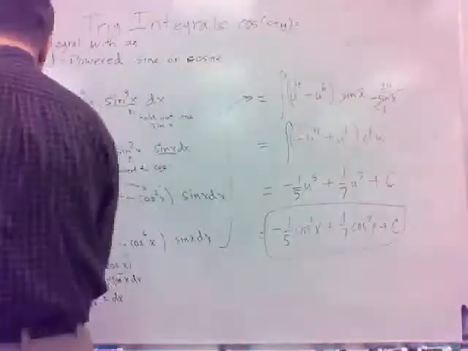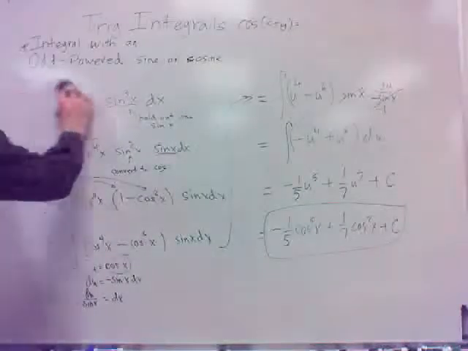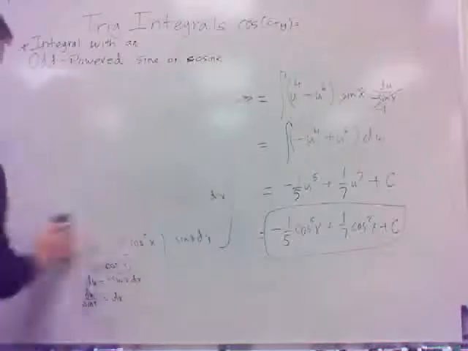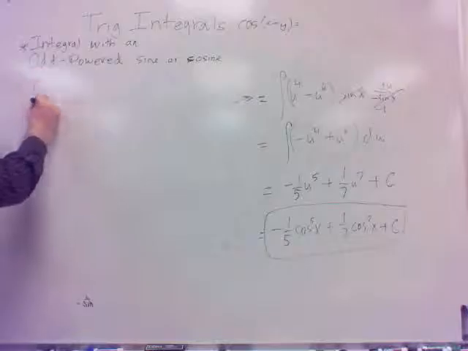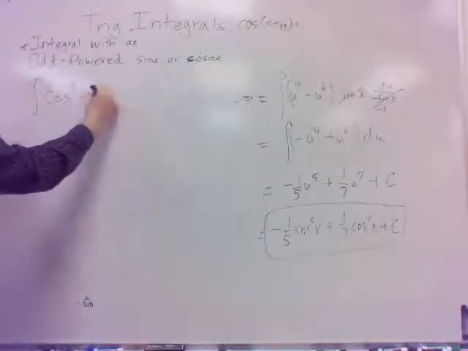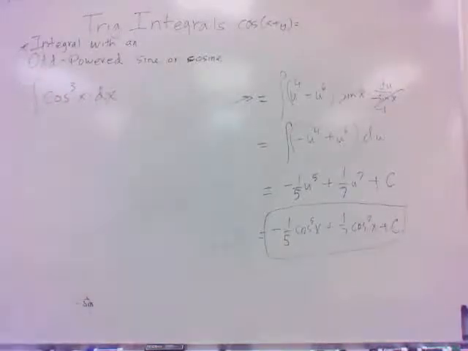All right, let's look at another one, and this one will be easy to decide. This is cosine cubed x dx. There's only one alternative here, but it is odd powered. If that was an even power, we'll talk about that. But I do have an odd power. The kicker is you've got to have an odd power for this substitution to work. But I do have an odd power, so what do I do?